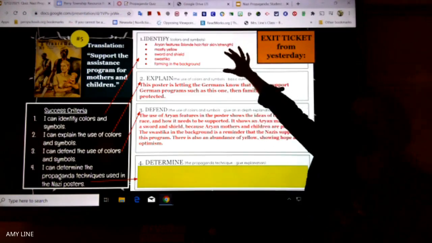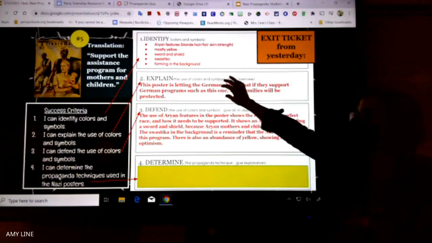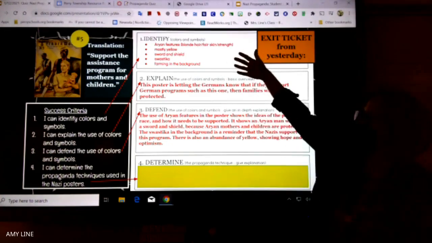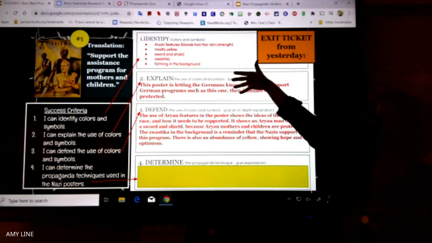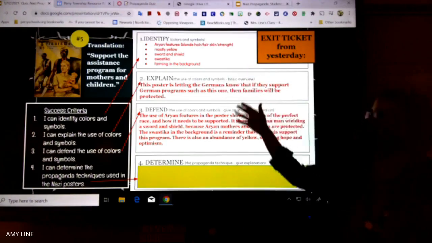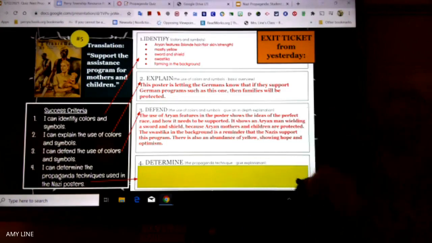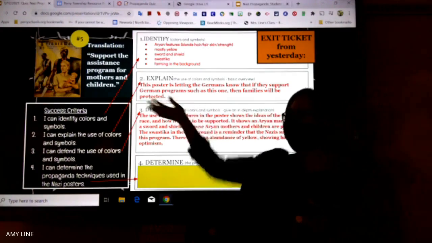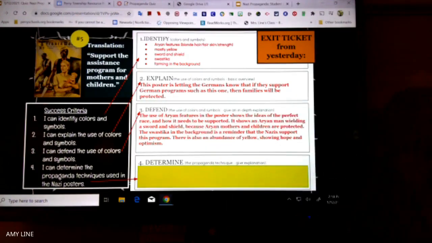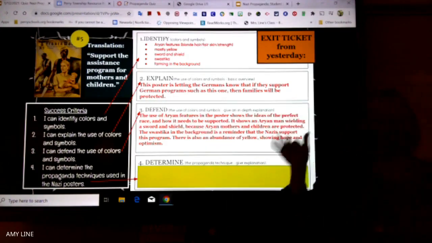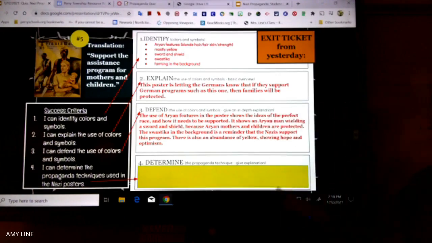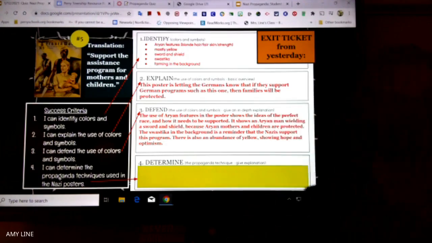So again, we started big. What do we just notice? We do a little more thinking about it, and you explain that poster, taking into account everything that you've identified. What does this mean? Explain to me that poster. Then we defend that explanation. Give me some more details. How would a German person perceive this? And again, that's that background knowledge. Then we get down to number 4, determine.